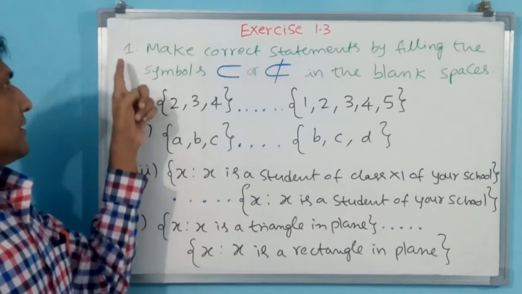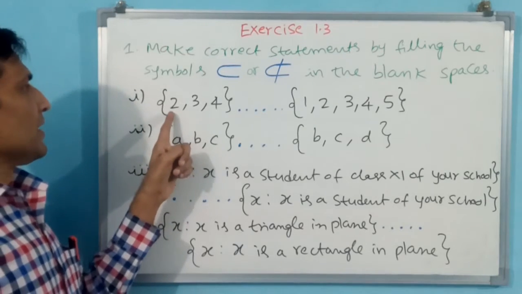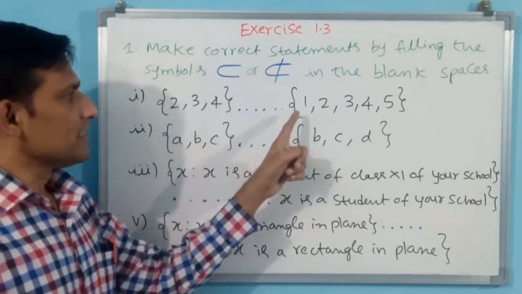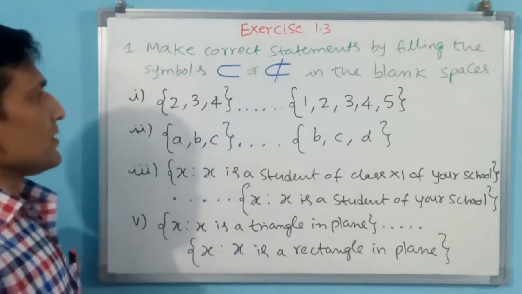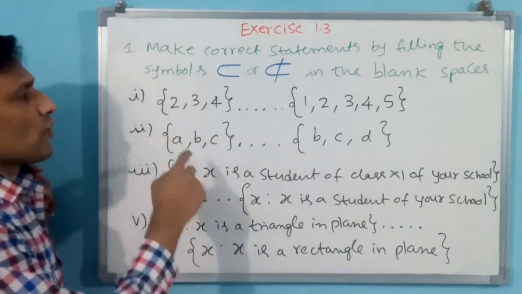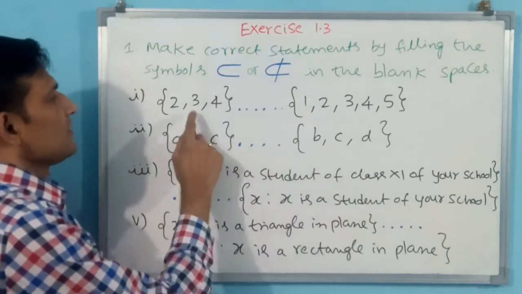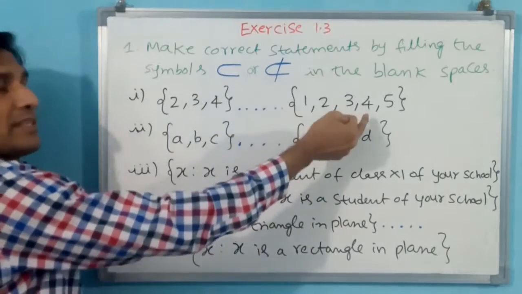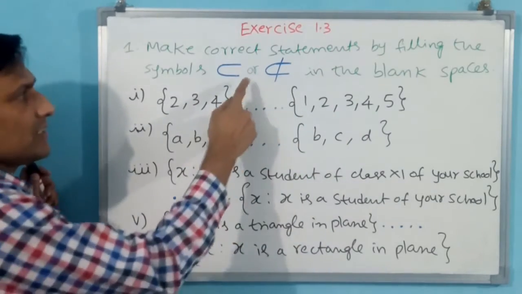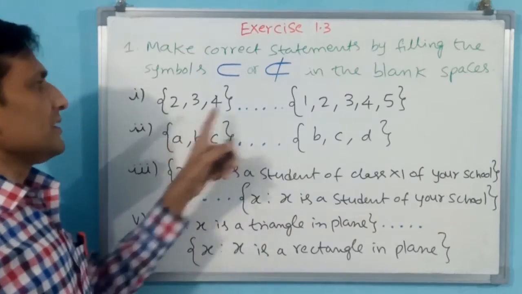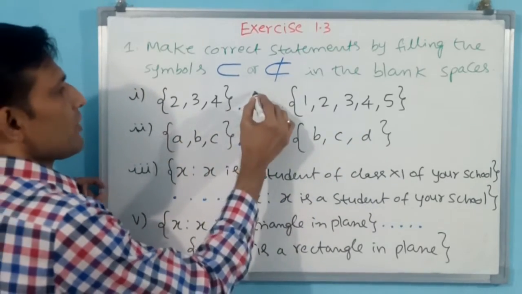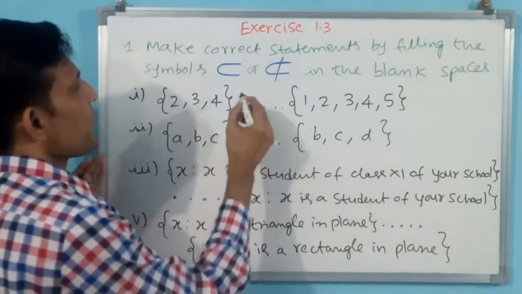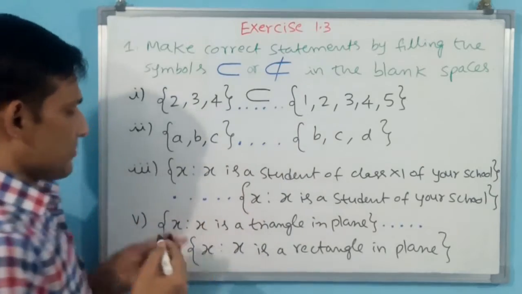Question number 1, part number 1. Set of 2, 3, 4, blank, set of 1, 2, 3, 4, 5. See whether it is a subset or not. How are we going to see? Is 2 there? Yes. 3 is there? Yes. 4 is there? Yes. Then this is a subset for this one and this is the superset. But here superset is not asked. He is asking only subset. Then this is a subset of this one. Here A, B, C, D are not there. That is why we have to say this is a subset of this one.